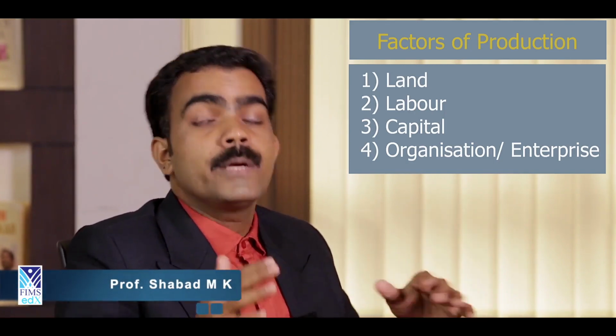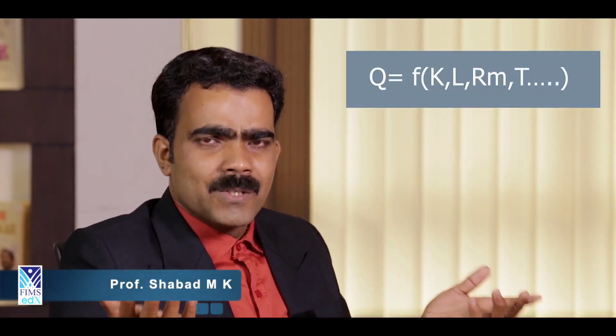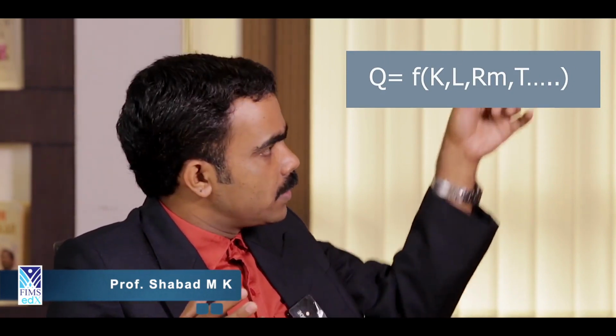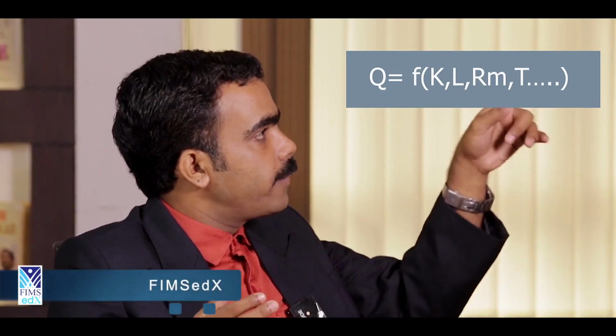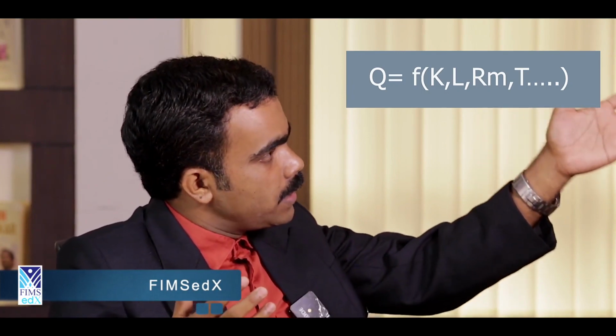Once again, to give an idea about the factors of production, there are four factors. The first is land, the second labor, the third capital, and the fourth organization. These four factors are used together for the purpose of creating a final product. So what do we mean by production function? We can note down on the slide: Q = f(K, L, RM, T, etc.). Q stands for output, whereas all the remaining factors are inputs. So output is a function of capital, labor, technology, raw material, etc.